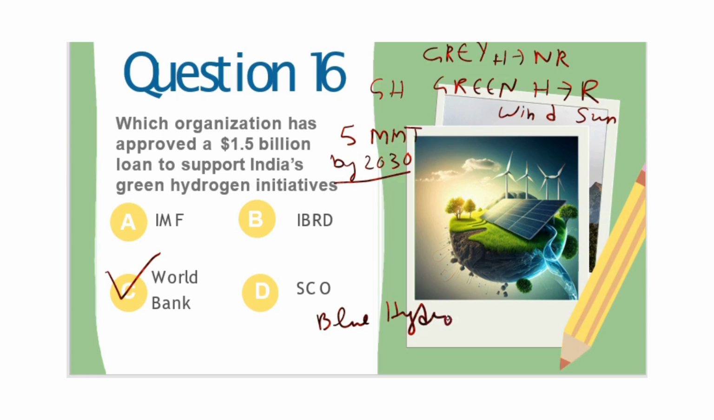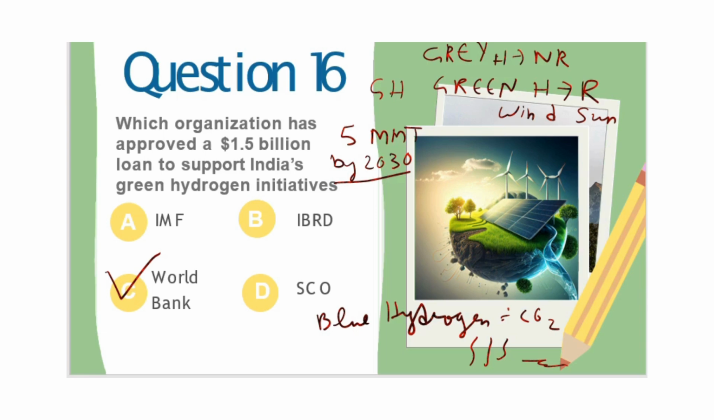So in blue hydrogen, what happens is when hydrogen is produced, the carbon dioxide emitted from it is stored underground and it's not released in the atmosphere. It is stored underground. So this is for question number 16.